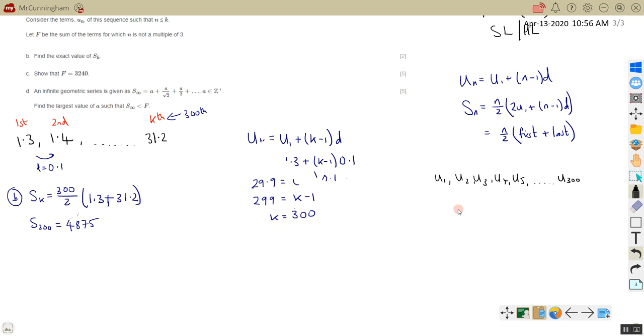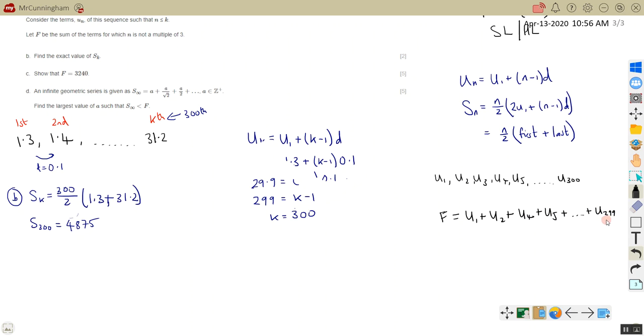Okay. Now we're told that f is the sum of the terms for which n is not a multiple of 3. So n in this case is 1, that's not a multiple of 3. n in this case is 2, that's not a multiple of 3. n is 3 in this case, that is a multiple of 3, so I don't want that one. u4, I want u5, and this is going to go all the way up to, well, u300 is a multiple of 3.